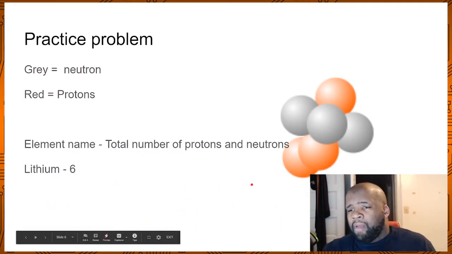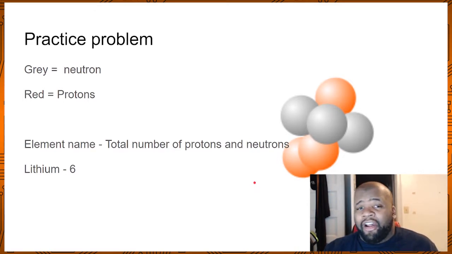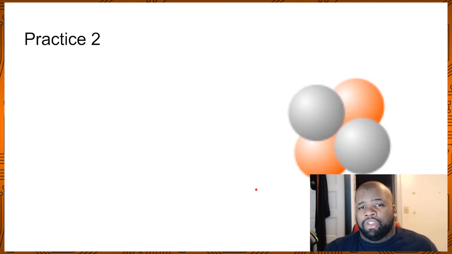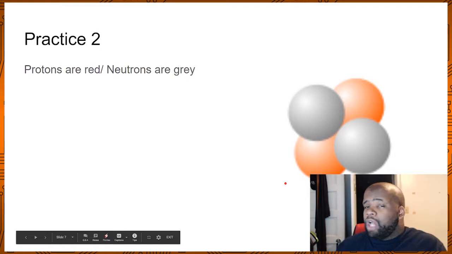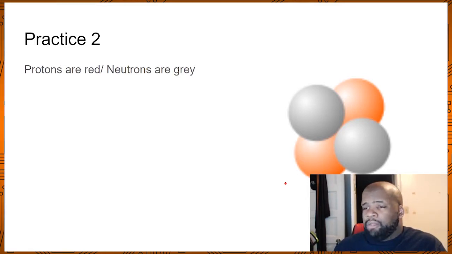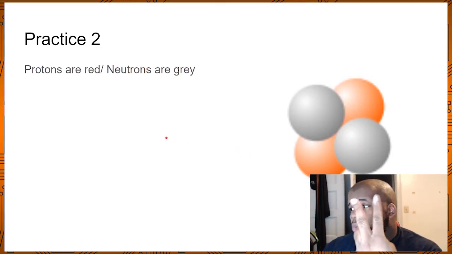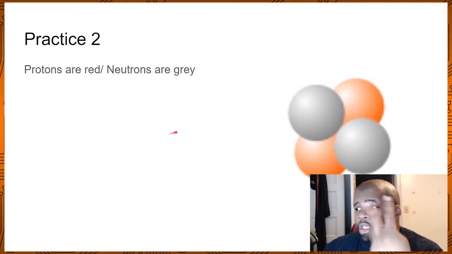Now, I could just leave you at this and tell you, hey, go get to work, but I'd rather us practice this. So I have 3 more examples, and I'm going to walk through them with you, just like we did before. So, practice number 2. This is our atom to the right, and just like last time, our protons are red, our neutrons are gray. How many protons do we have? Well, we have 2 big old red balls back here. Red ball 1, red ball 2. So we know we have 2 protons, which means our atomic number is 2.